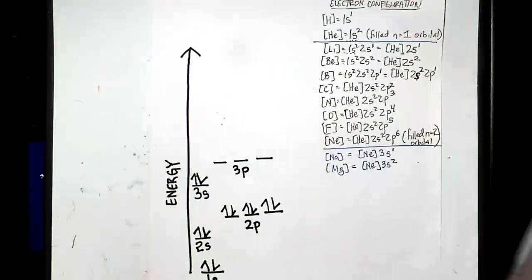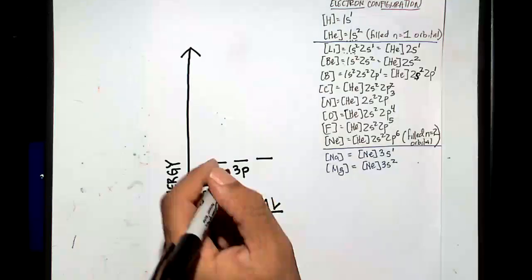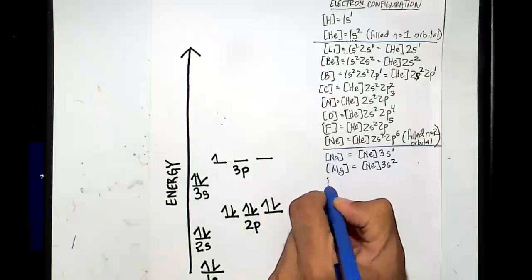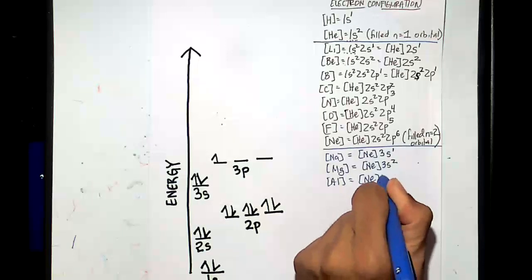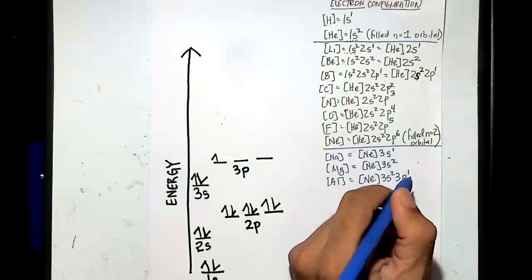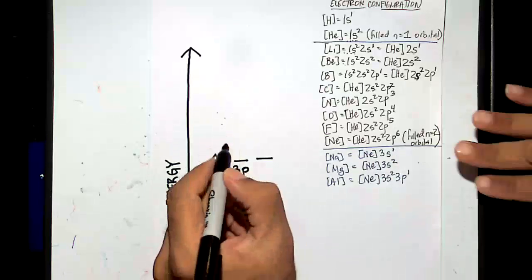And now the next one on our list is aluminum. So aluminum is going to fill this one. And what's the electron configuration of aluminum? It is [Ne] 3s2 3p1. Got it?